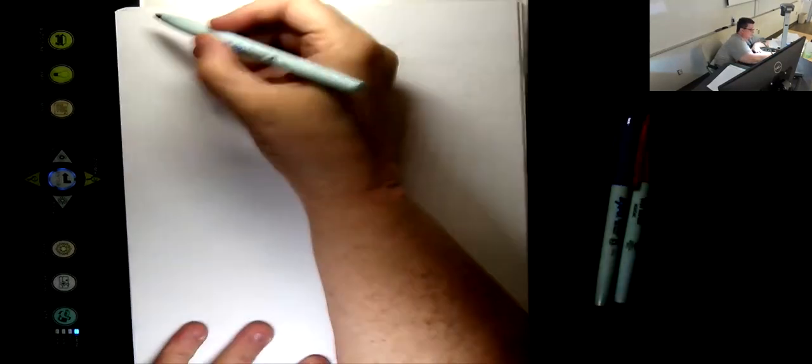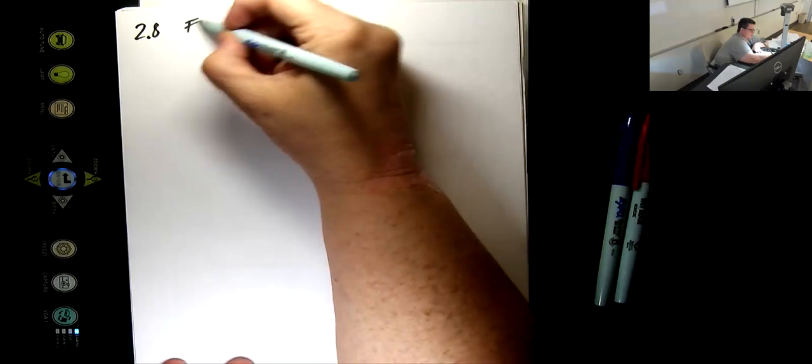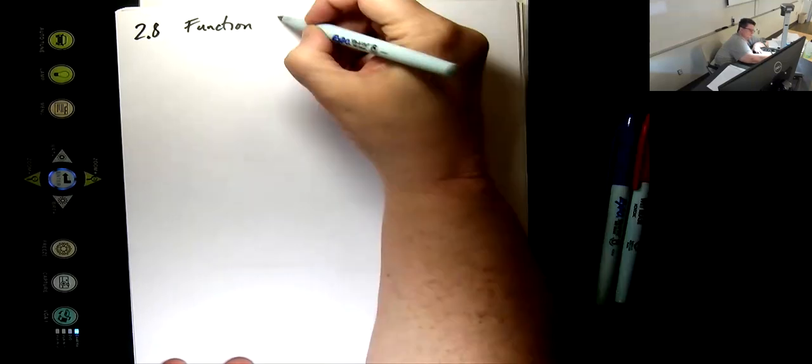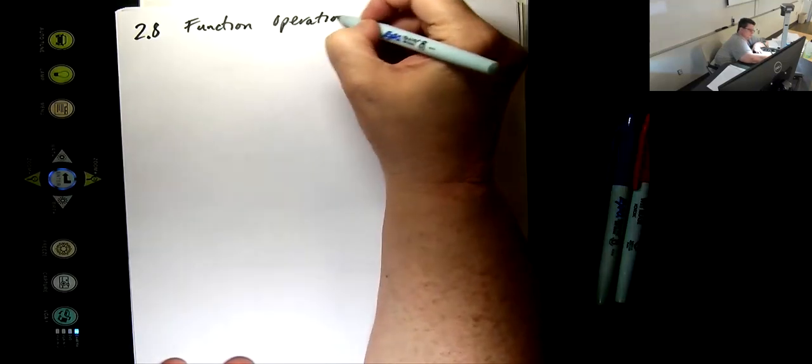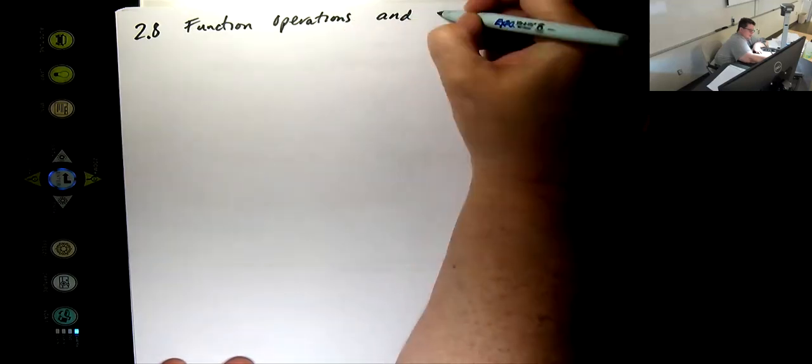All right, so let's take a look at this 2.8. 2.8 is on function operations and composition.